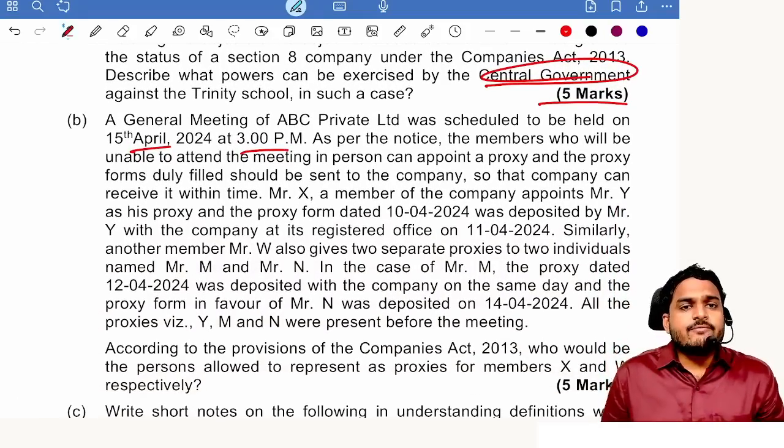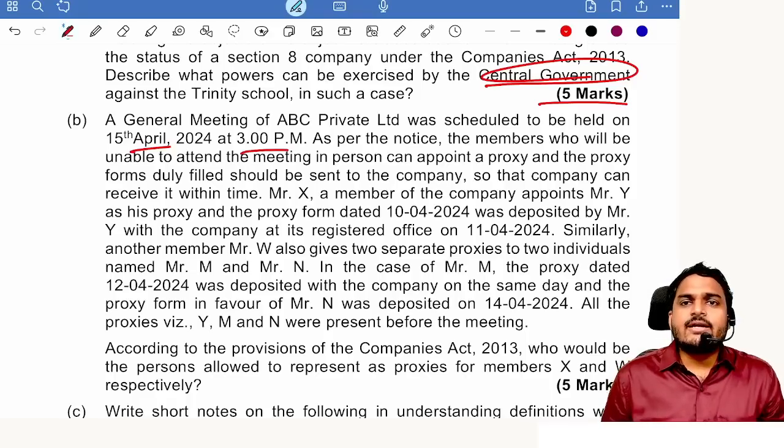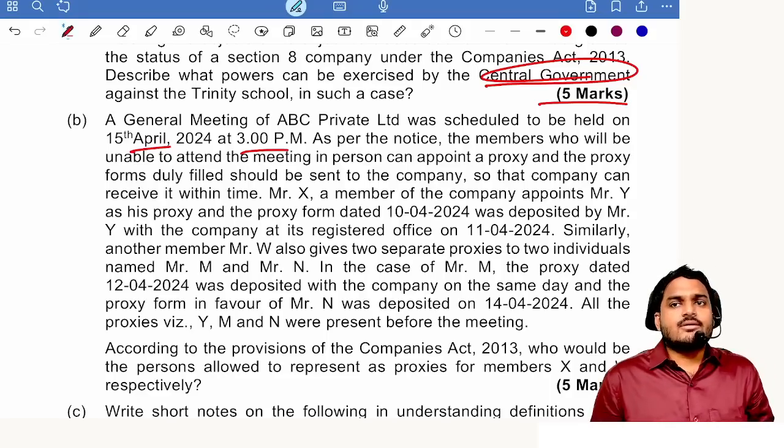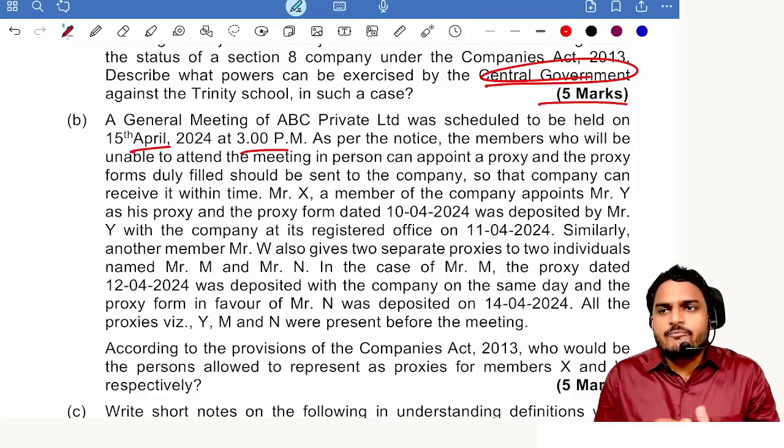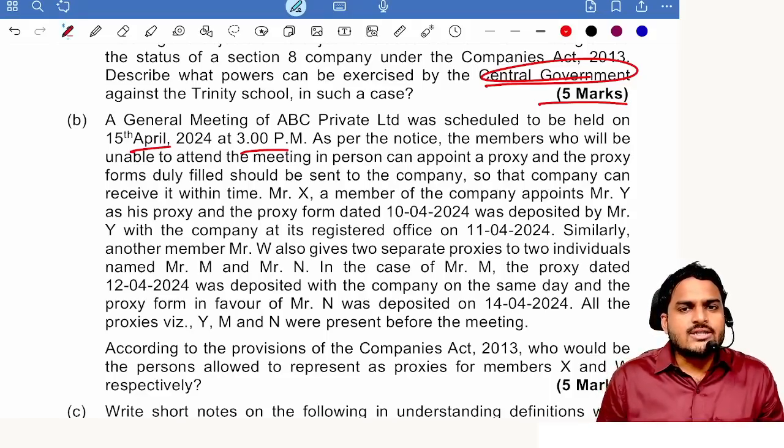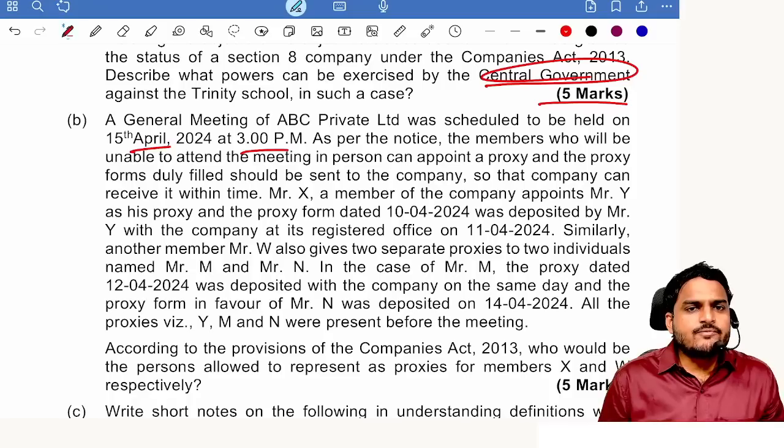See, general meeting date 15th April, time 3 p.m. Deposit of a proxy form is valid when it is deposited 48 hours before the commencement time of the meeting. Okay, listen. The proxy forms duly filed are sent to the company so that the company can receive them within the time.